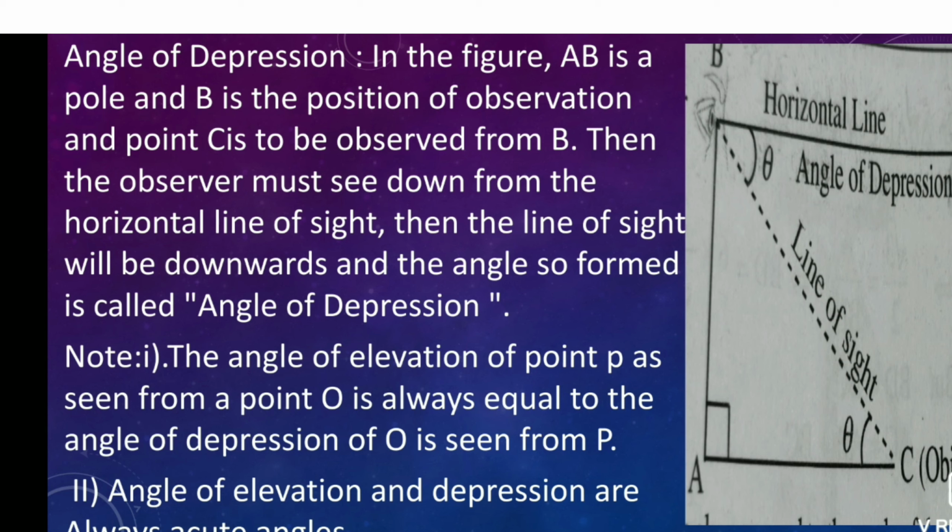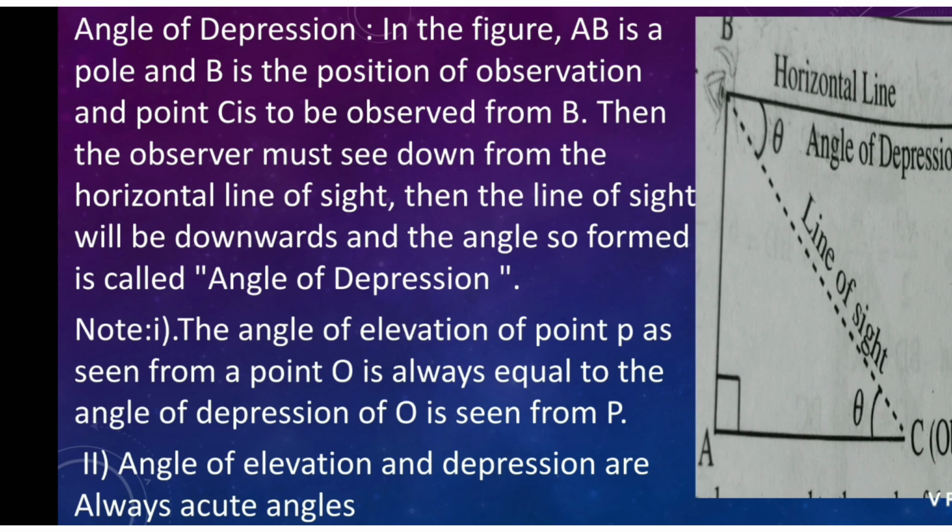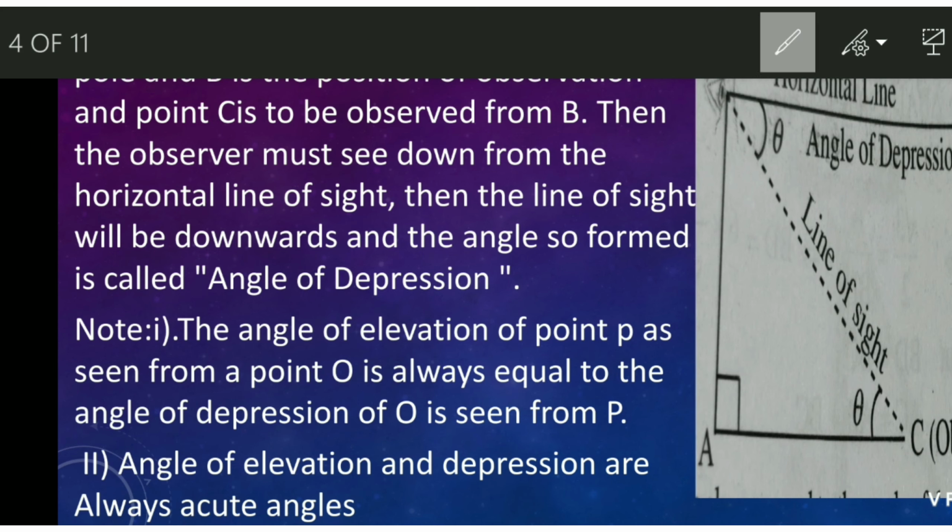Then the observer must see down from the horizontal line of sight. Then the line of sight will be downwards, and the angle so formed is the angle of depression. You can see this line, a line of sight. The observer is on top of the object.